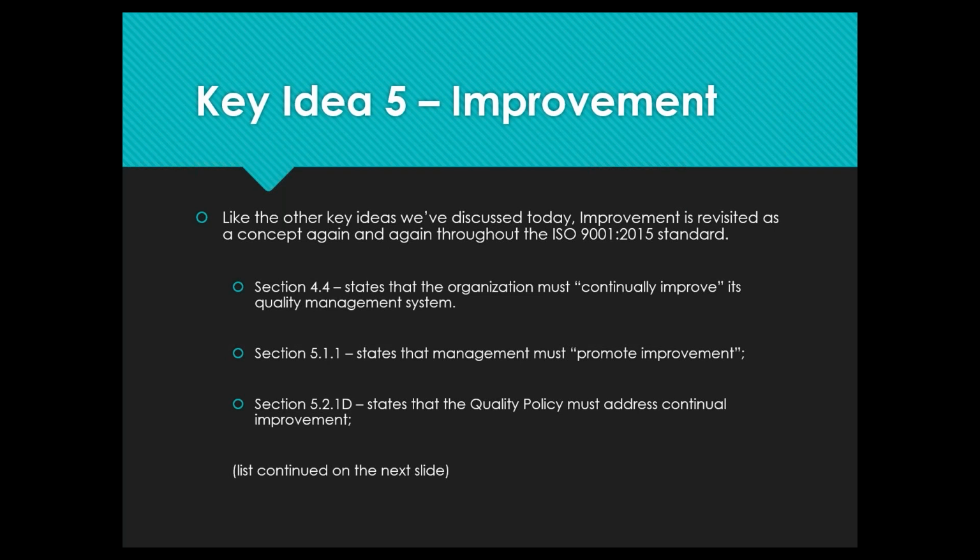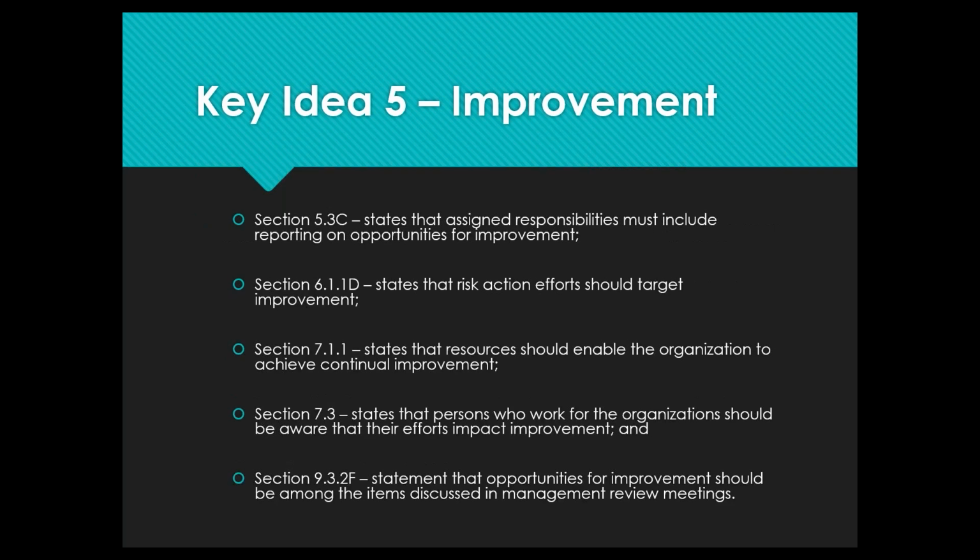In 4.4, it says that you need to continually improve your management system. In 5.1.1, it says that the management team, the leadership team, needs to promote improvement. 5.2.1, it says that your quality policy has to address continual improvement. 5.3c, it says that responsibilities need to include reporting on opportunities for improvement. 6.1.1d talks about the relationship between risk and improvement, how these two concepts are very tightly linked. 7.1.1 says that resources should contribute to improvement. 7.3, people that work for the organization need to be aware of how their efforts impact improvement. And 9.3.2f, your management review meetings should include discussion of opportunities for improvement.